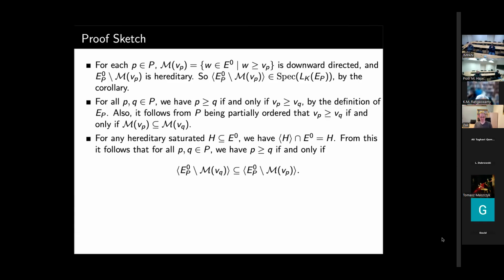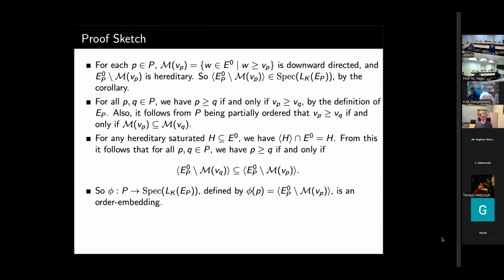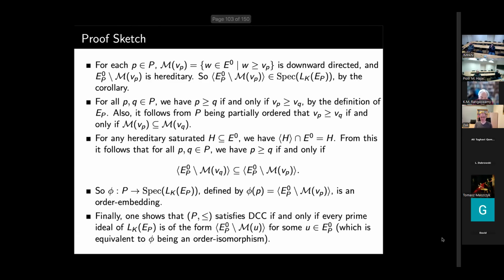And if you don't just take the complement, but also look at the ideals generated, nothing changes. And the reason for that is if you take one of these ideals generated by a hereditary saturated set of vertices and you intersect it with the set of vertices, you just get exactly the same vertices back. So passing to ideals doesn't add any complications. And so this gives an order embedding, this assignment. The downward directed bit, that takes quite a bit more work, so I won't go into that. But that's at least the idea for the construction.